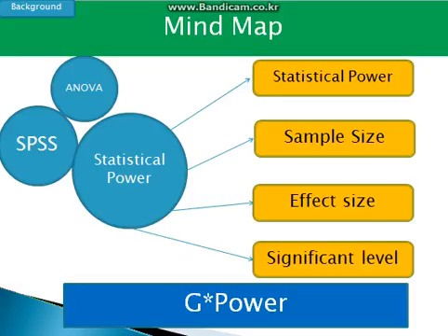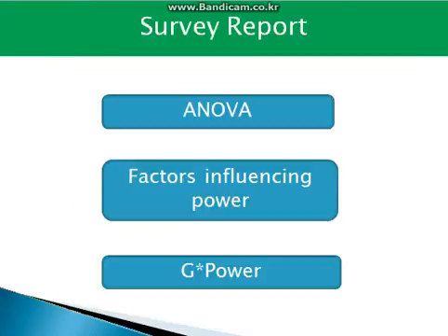Before calculating statistical power, we should know the sample size, effect size, and significance level. And then we can calculate statistical power by using the G*Power program. Before our project, we studied ANOVA and the factors influencing power, and G*Power.